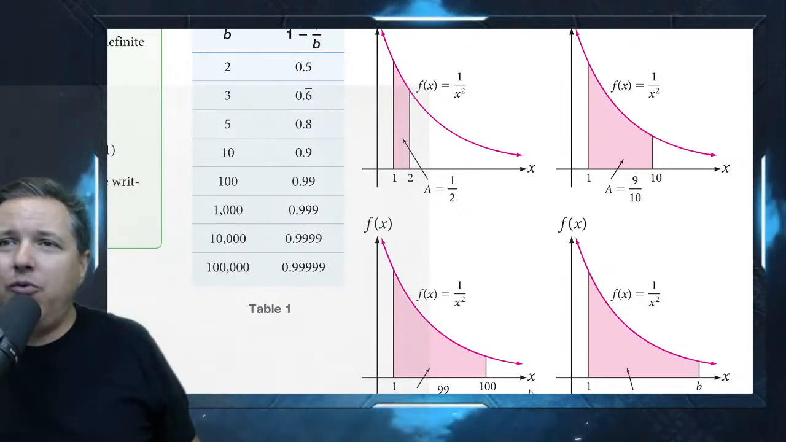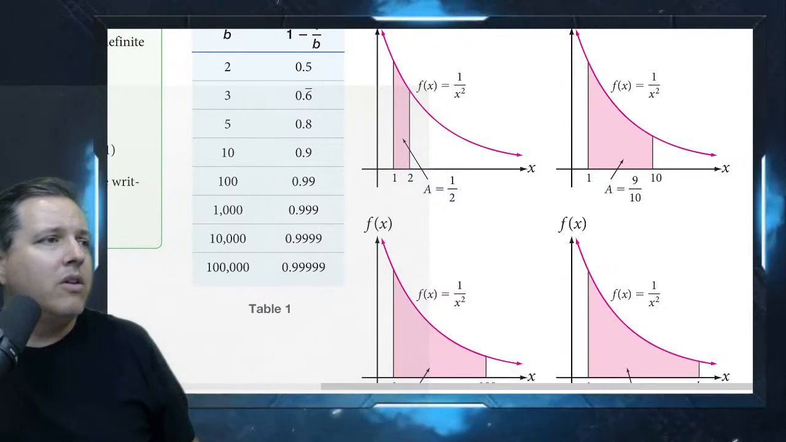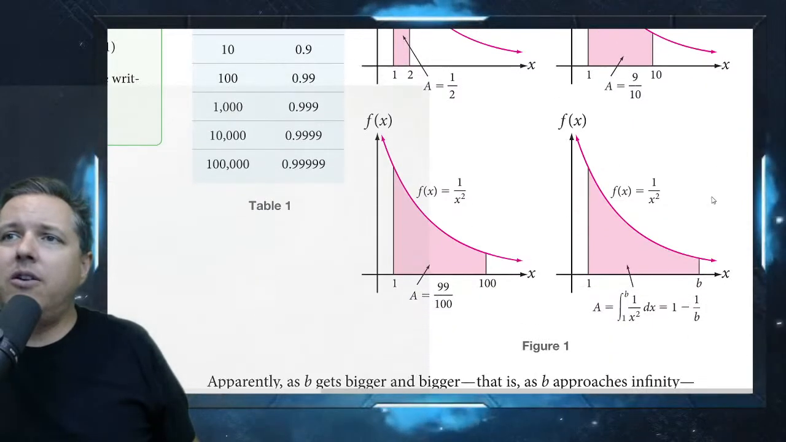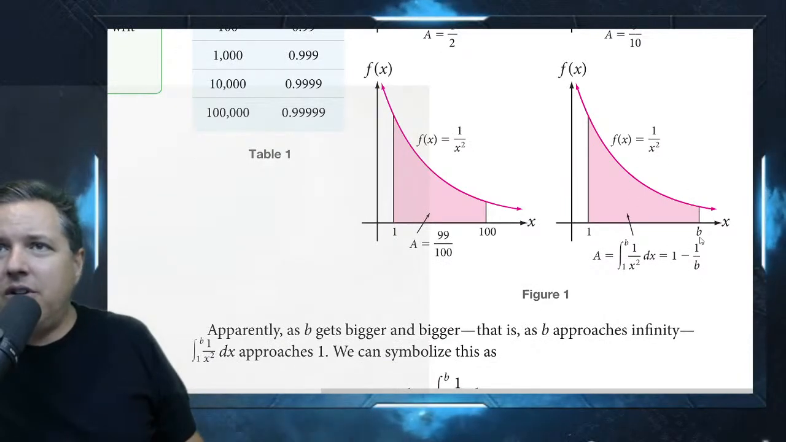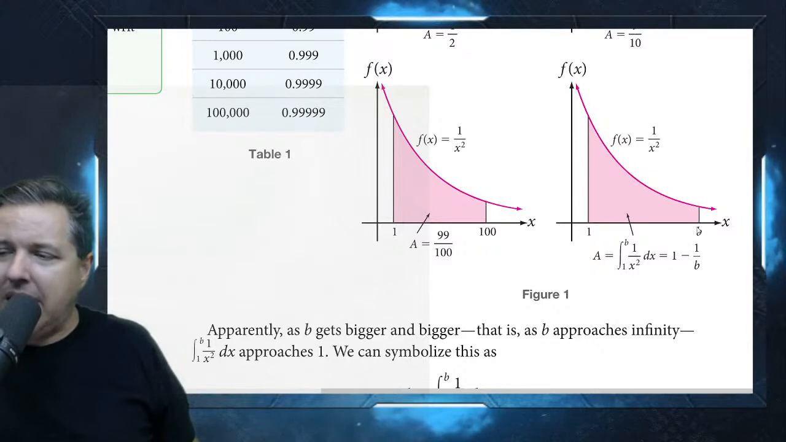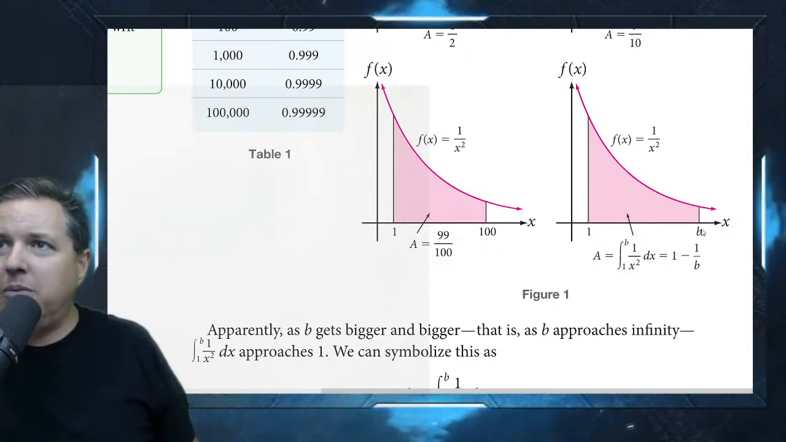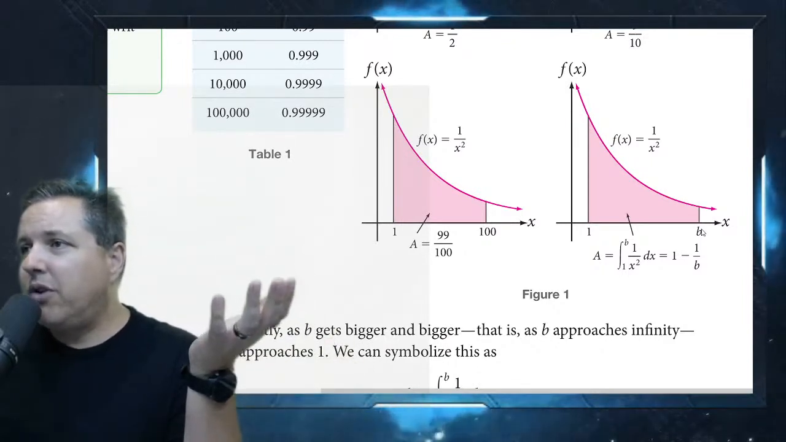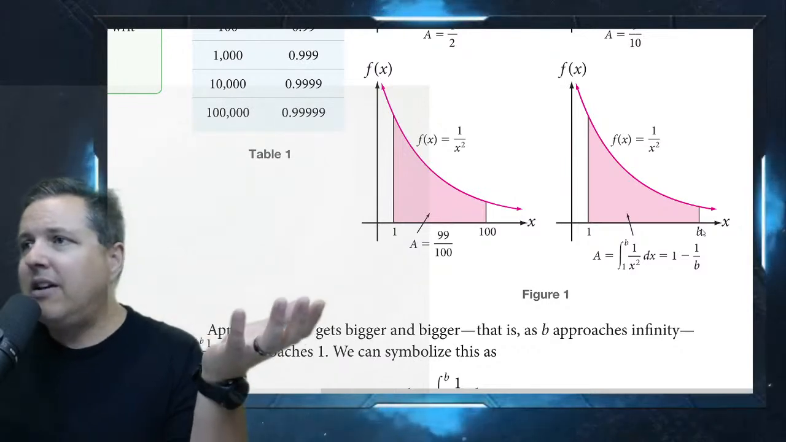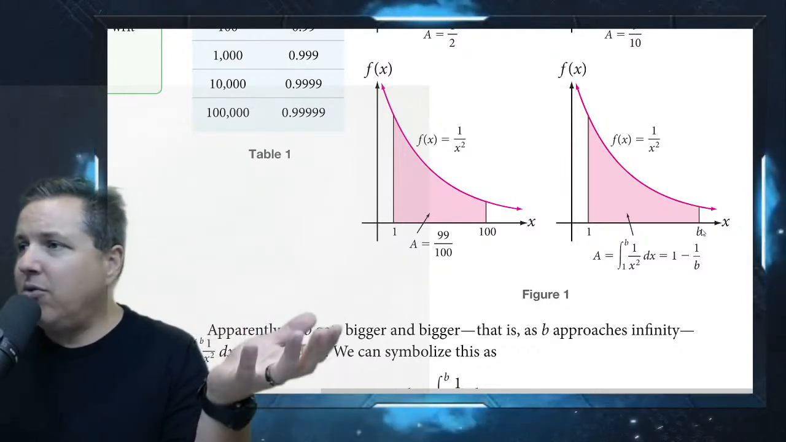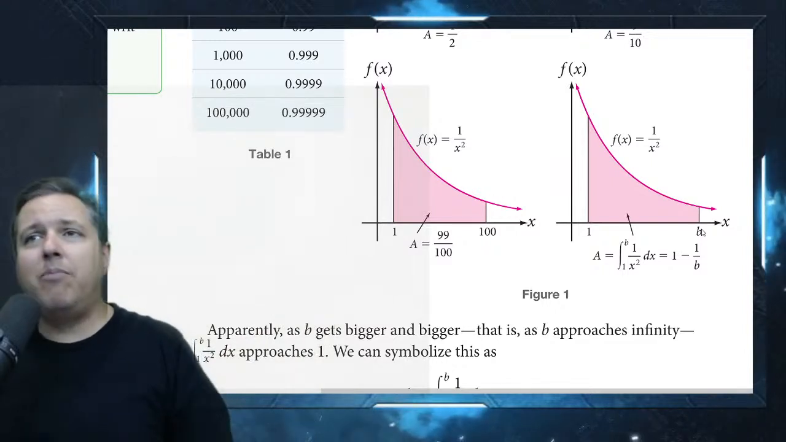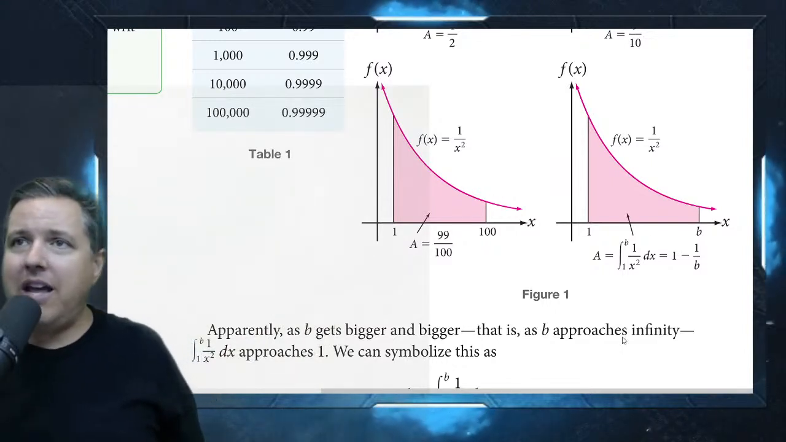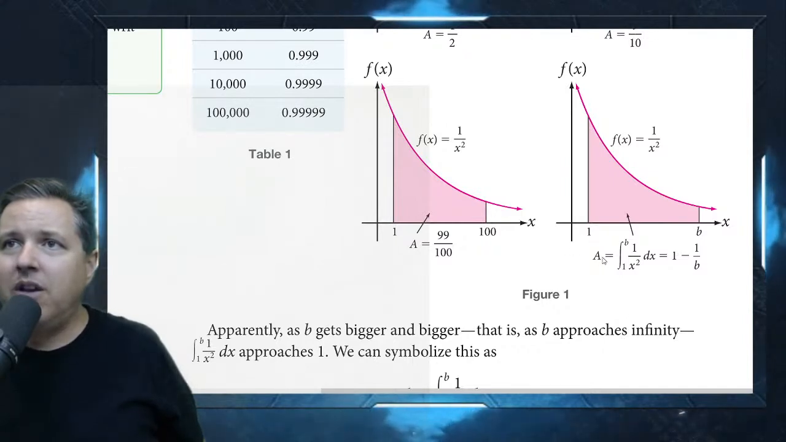Okay. Well, here they're saying, what if we don't pick a specific endpoint? Instead of keeping on picking specific numbers, what if we just say it goes to b? And then we could say, well, what if b was 1,000 or 1,000,000 or 1,000,000,000? Or what if it's a 9 with a billion zeros after it, right? So huge, huge numbers.